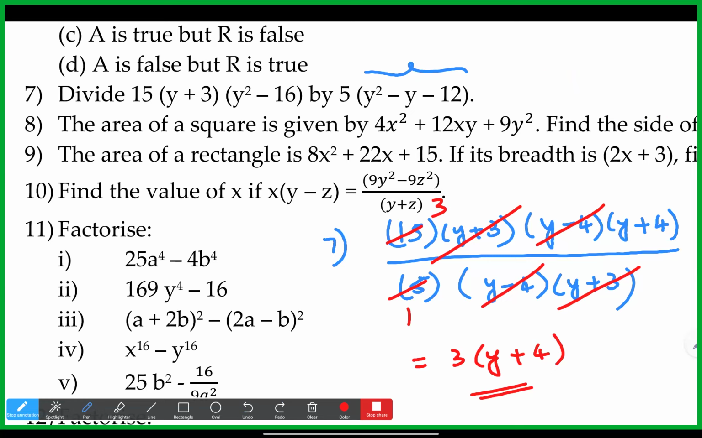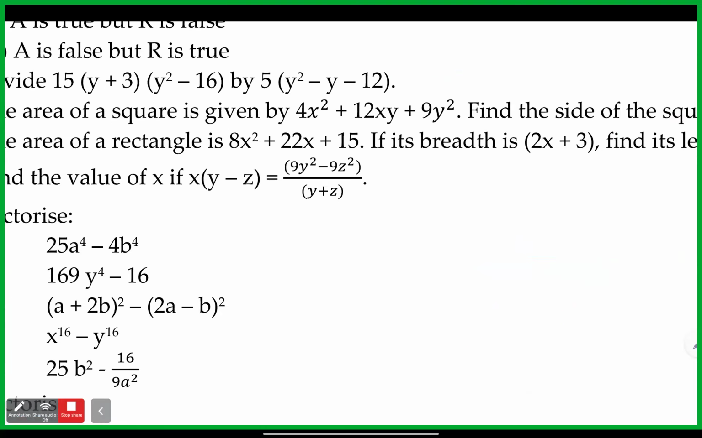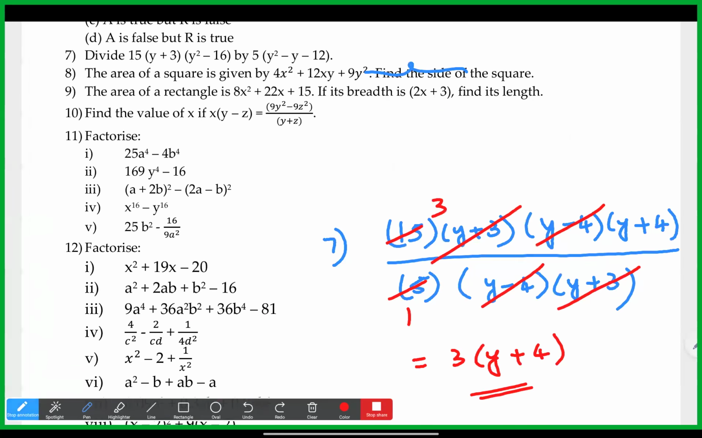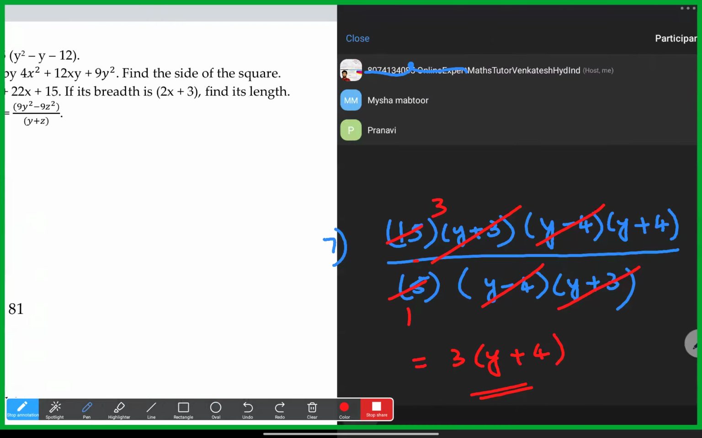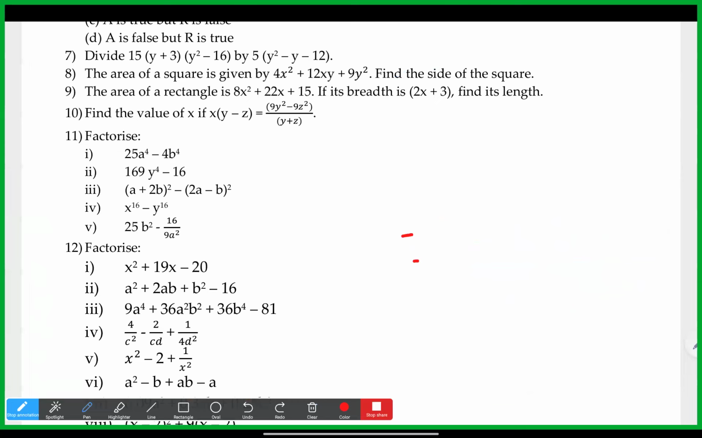So seventh, eighth one. So Maisha wants to read the eighth question. I'm deleting this. Maisha, you're on mute, Maisha. Pranavi wants to read the eighth question? Okay, Maisha wants to read the eighth question. Maisha, yes, sir.